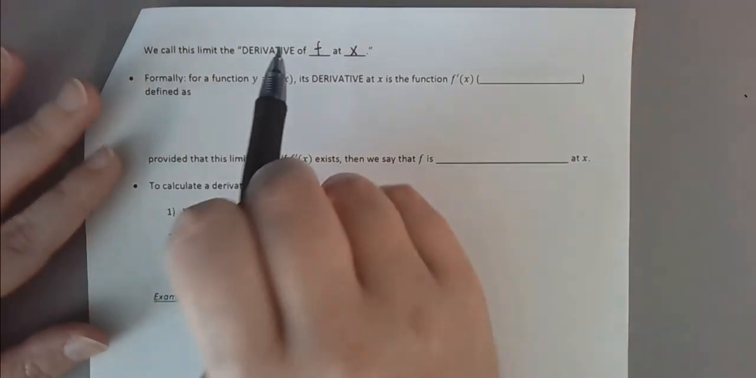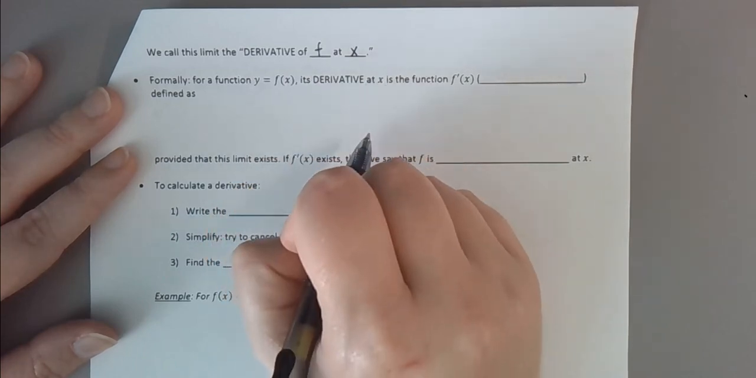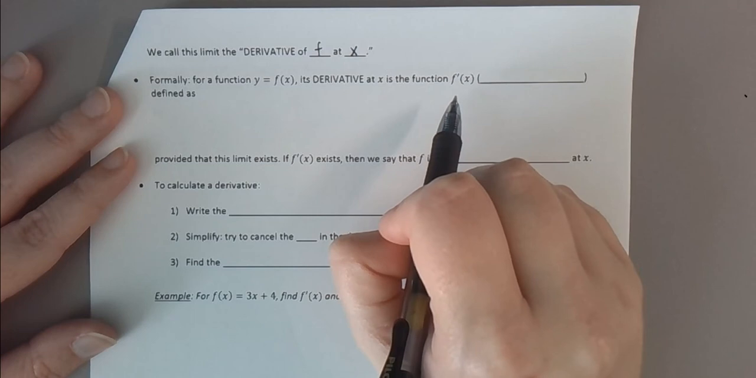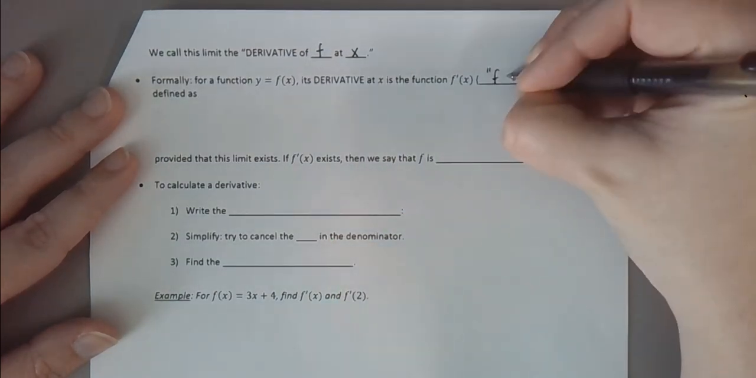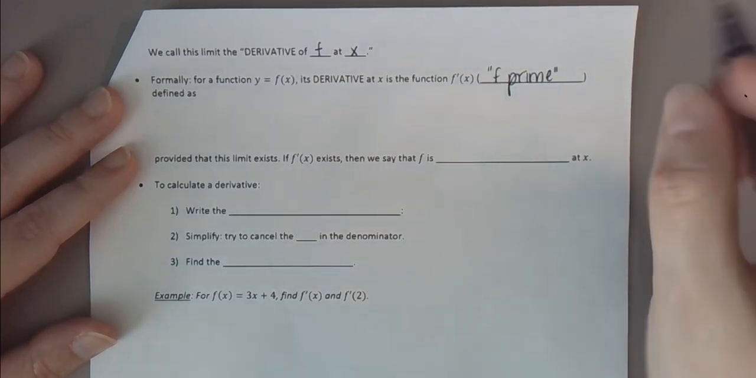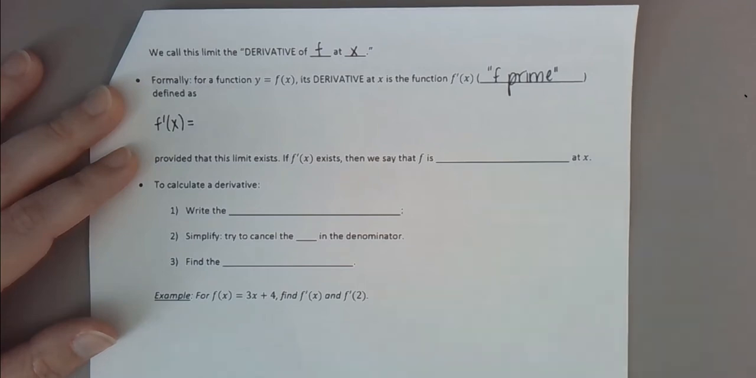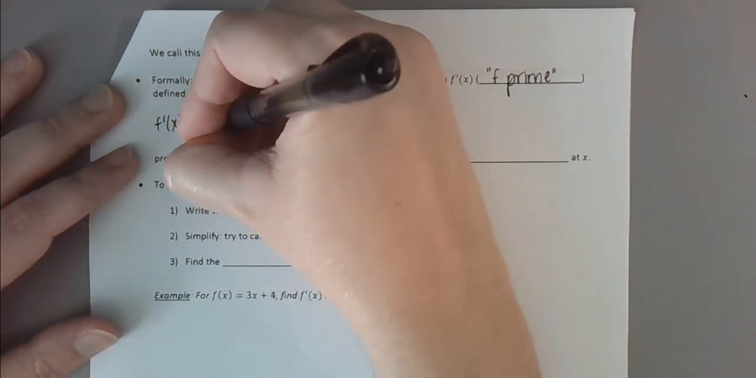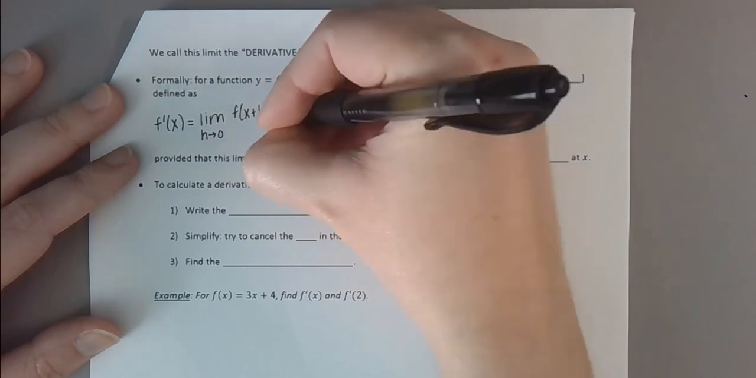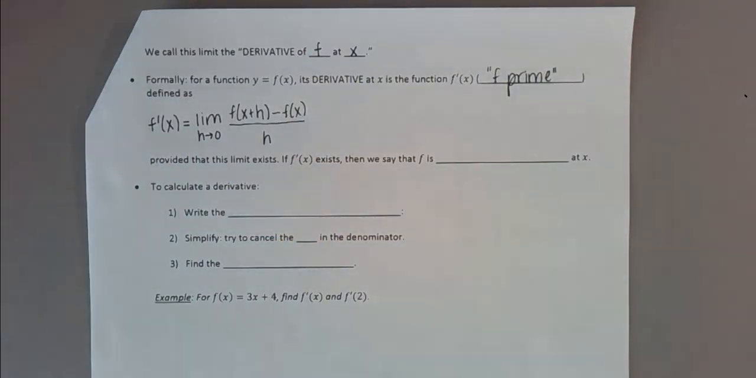So formally defined, for a function f of x, y is equal to f of x, the derivative of this function at a particular x value is going to be this function. Notice it's an f of x, but we have another notation there. That's called a prime. So we read this as f prime. That's going to be one of our notations for describing the derivative, f prime. That is going to be the function defined as f prime of x is equal to that limit of the difference quotient. So the limit as h approaches 0 of f of x plus h minus f of x all over h.